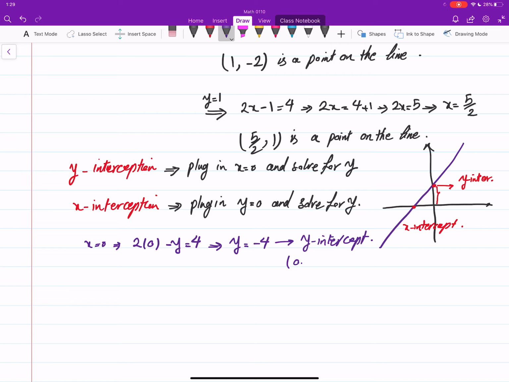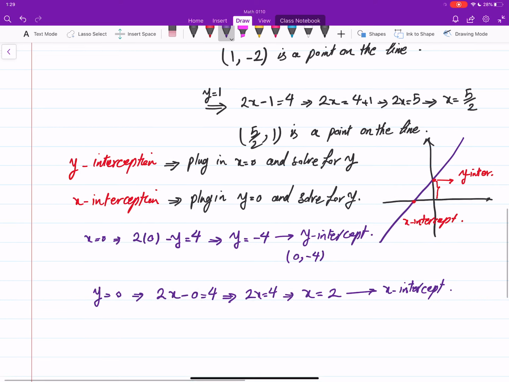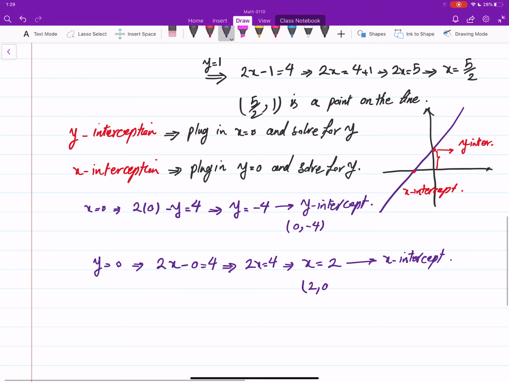It means that the line intersects the y-axis here. If I plug in y equal to 0, then we will have 2x minus 0 equals 4, and then 2x is equal to 4, which means that x is equal to 2. That is the x-intercept. We found the x-intercept, and what does it mean? It means (2, 0) is on the line. Very nice. So we can find points.